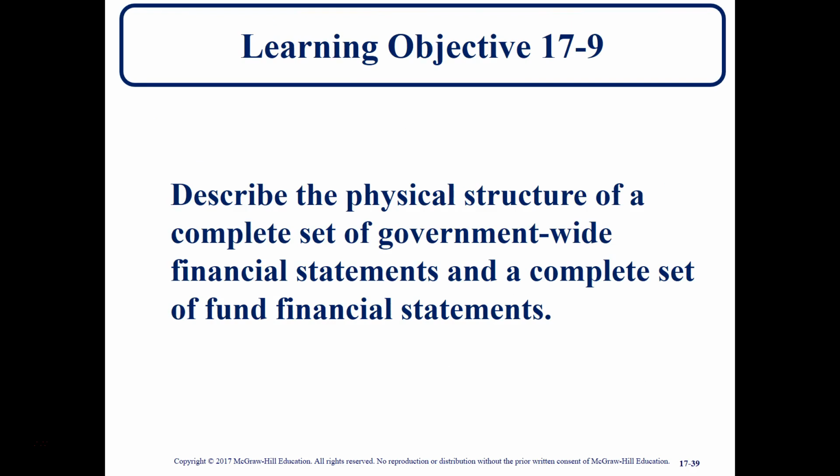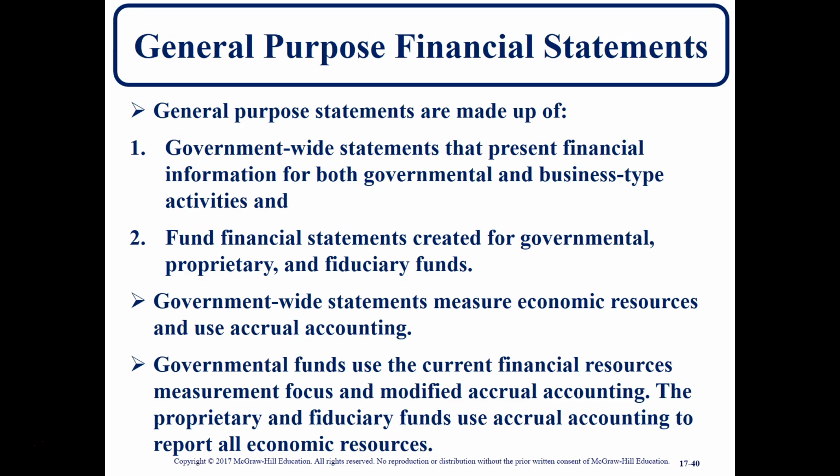The ninth learning objective. Describe the physical structure of a complete set of government-wide financial statements and a complete set of fund financial statements. So we have the general purpose financials. Now those are your government-wide statements presenting financial information on governmental and business-type activities. You then have fund financial statements, which are governmental, proprietary, and fiduciary funds. Government-wide, as we said, uses accrual accounting. Fund accounting or governmental funds use modified accrual accounting. Again, modified accrual in the governmental. Proprietary and fiduciary funds use accrual accounting, full accrual. Remember, governmental funds use the current financial resources measurement focus, whereas government-wide uses the economic resources.